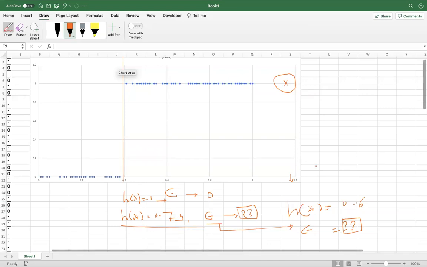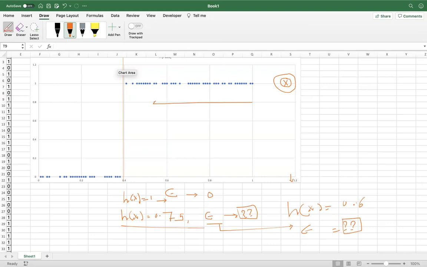So if you observe, the data point is here, but as my probability moves from 1 towards 0, my error is increasing. Right? So if it is 0.5, what happens?